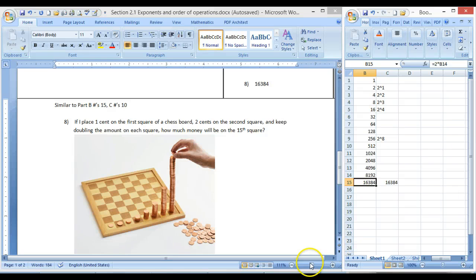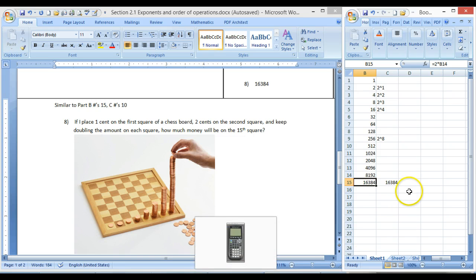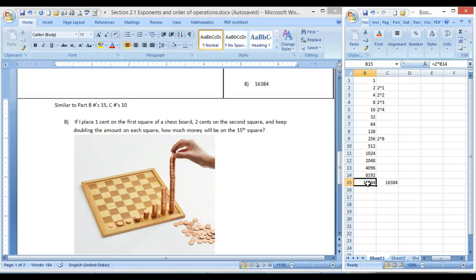And you can also do that in your calculator just by doing the 2 times the 2, and you could go ahead and do that, multiplying it out, or 2 to the 14th on there.